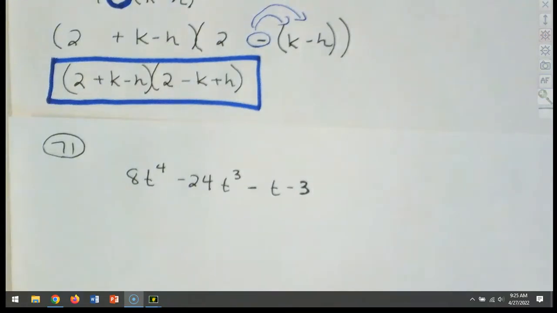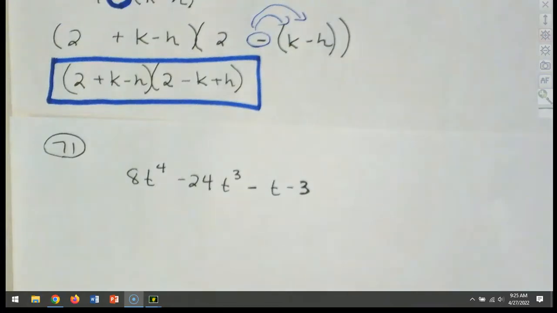Why? We don't have any squares, really. 8 is not a perfect square. 24 is not a perfect square. 3 is not a perfect square, right? So we can't do it like we did the others because we don't have any squares. We don't have any cubes either. I mean, 8's a cube, but 24 is not. 3 is not. So we need to approach this one a little bit differently.